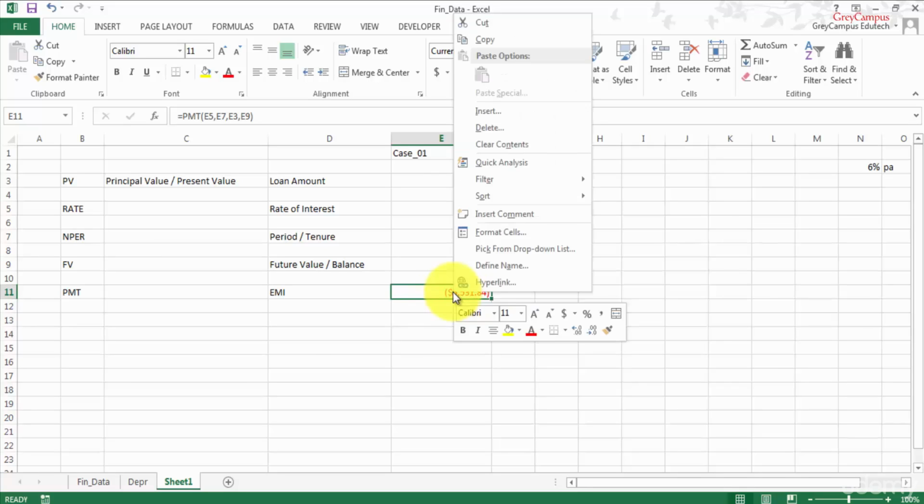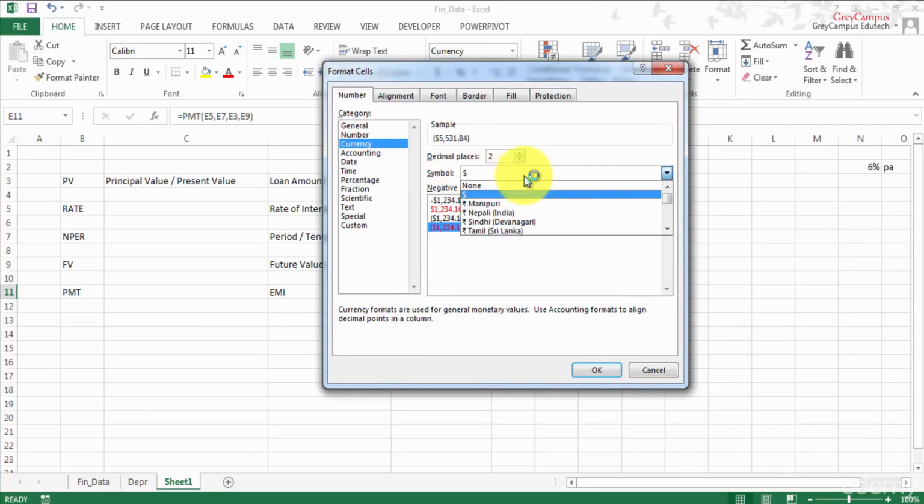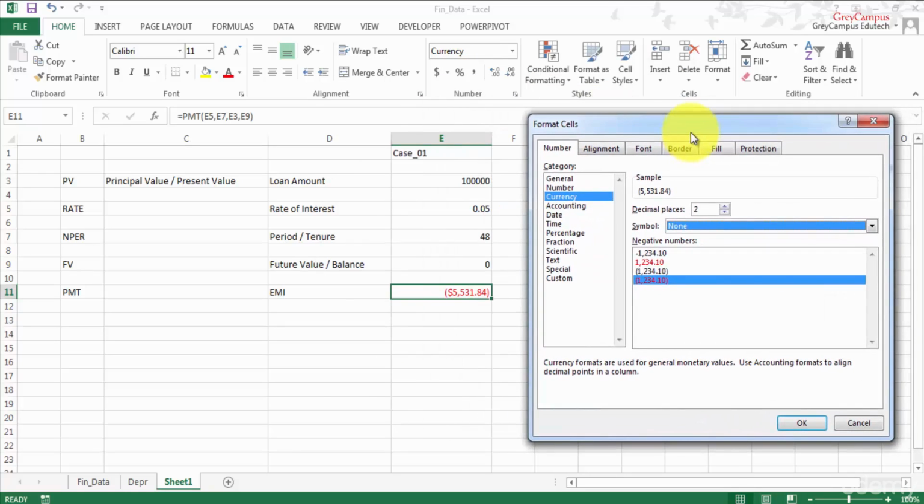What we have to do is just go to format cells, and if you're not comfortable using the dollar sign, we can say it as none. Now in terms of currency, in terms of finance, your negative values are given in parentheses. So we need to understand why this red color is coming and why this bracket is coming. So we just say currency and none, say okay.